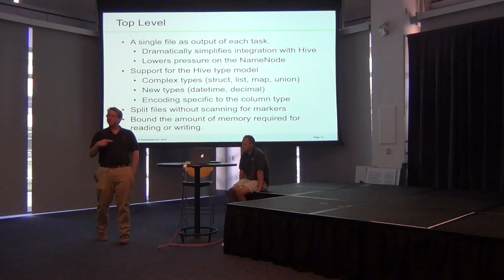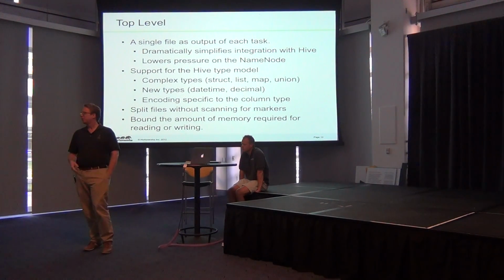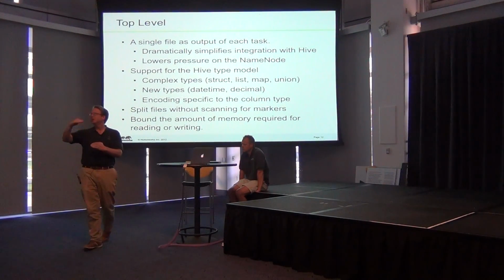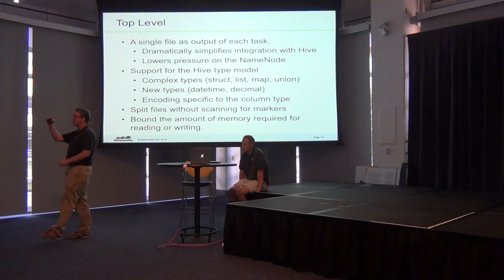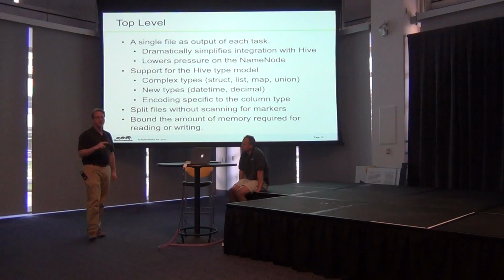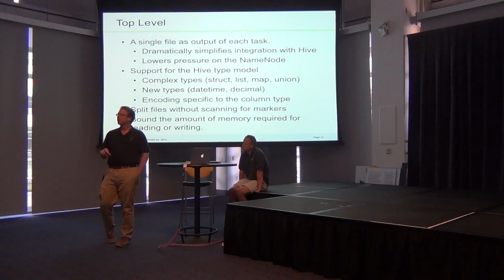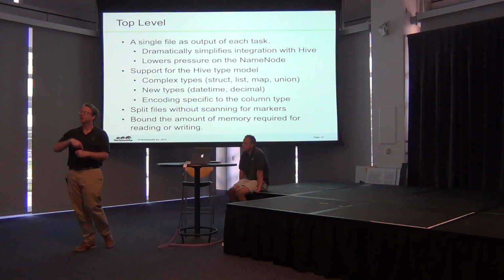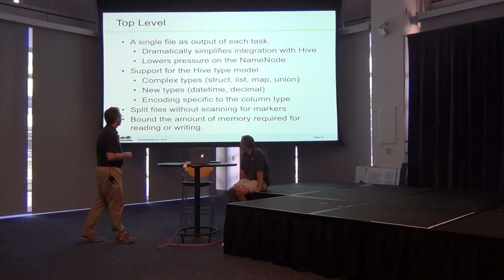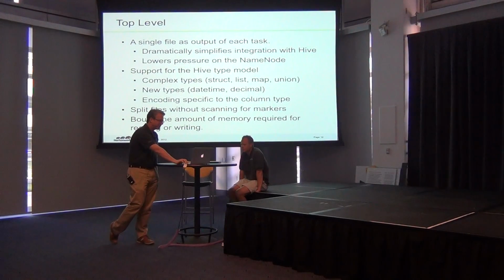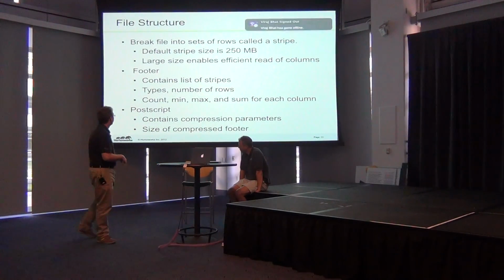One of the issues with RC file that we've seen that impacts the performance is that when MapReduce wants to work on a chunk of the file, it has to scan a starting point and start walking through, looking at it byte by byte, trying to find where the next set of rows started. We didn't want to have that scan, so we keep an index for where each set of rows starts at the bottom of the file. And finally, we need to be able to bound how much memory we use when we're reading or writing, because tasks don't have an infinite amount of space.